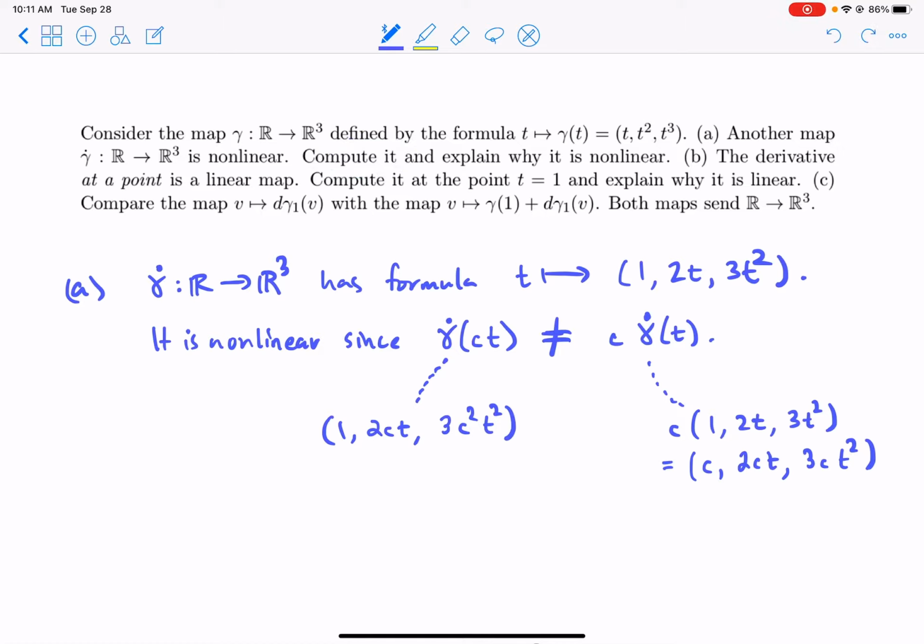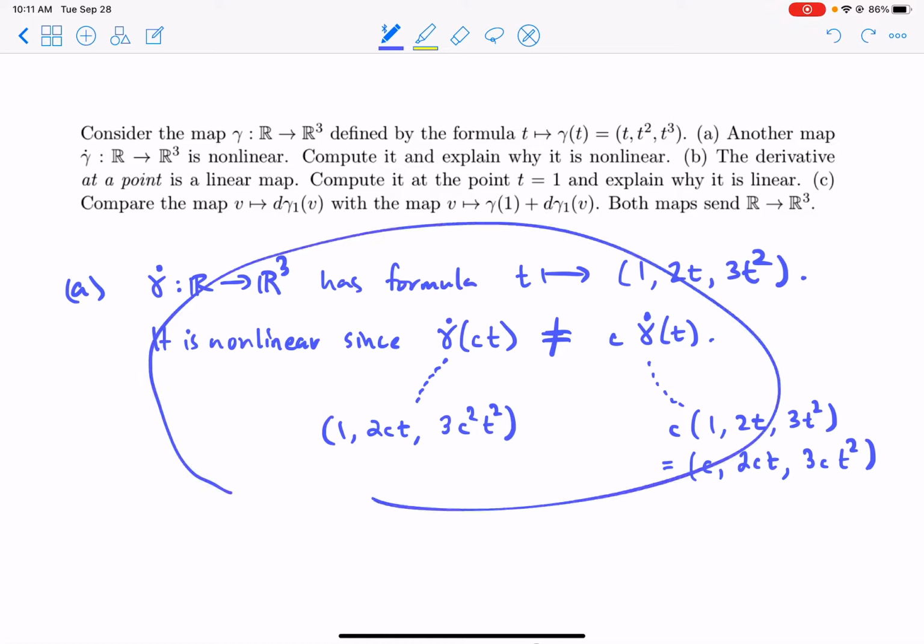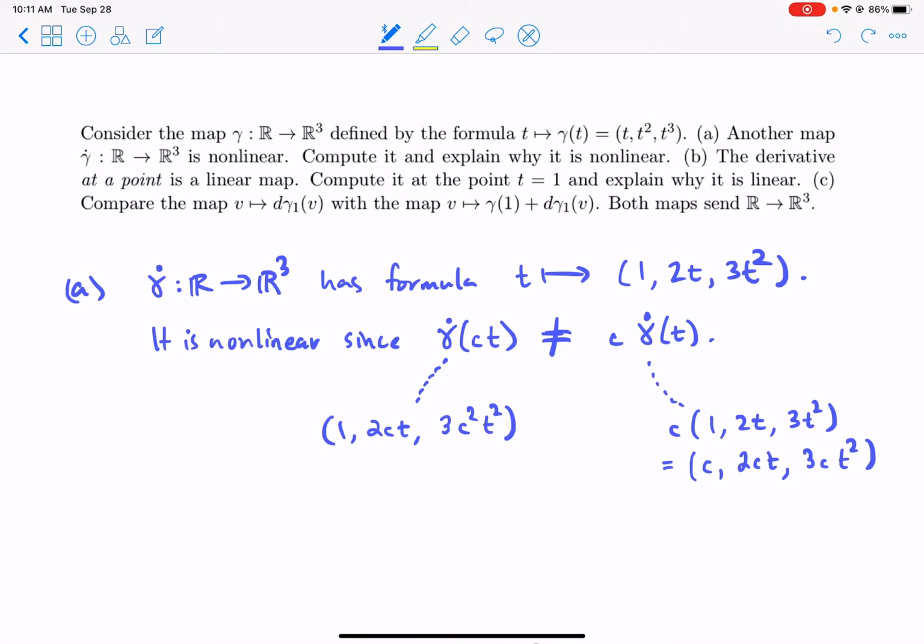So here's my written answer. This would be full credit. Something like this. So gamma dot has formula t goes to this. Where did I get that? Well, I just took the derivative of t, which is 1. T squared becomes 2t. T to the third becomes 3t squared. So there we go. Compute it. Done. Now, explain why it's nonlinear.